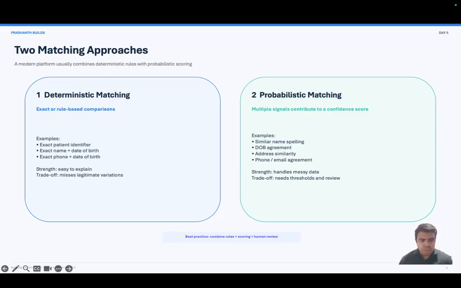The second approach is probabilistic matching. Instead of requiring every field to match exactly, the system evaluates several signals and produces a confidence score. A name might be very similar, the date of birth may match exactly, and the address may be close enough to strengthen the match. For a modern surveillance platform, I would not choose one or the other. I would combine deterministic rules, probabilistic scoring, and human review for uncertain cases.